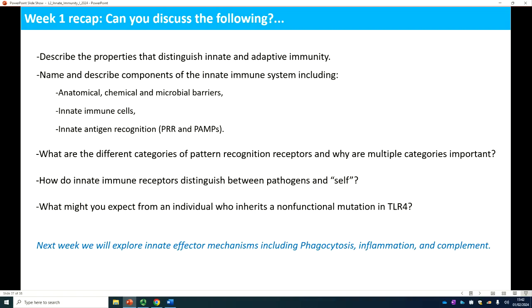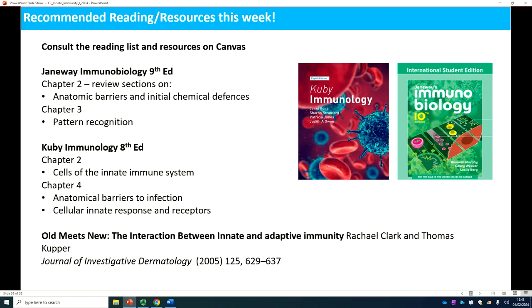And then I put here a little exercise slide. Essentially, it's recapping everything that we've covered this week. So you can do this by yourself or amongst your friends as well, but just see whether you can discuss the following questions and whether you can answer and write out a list for all of these things. And then next week, we'll start to look at phagocytosis, inflammation, complement, but also exploring those innate effector mechanisms.